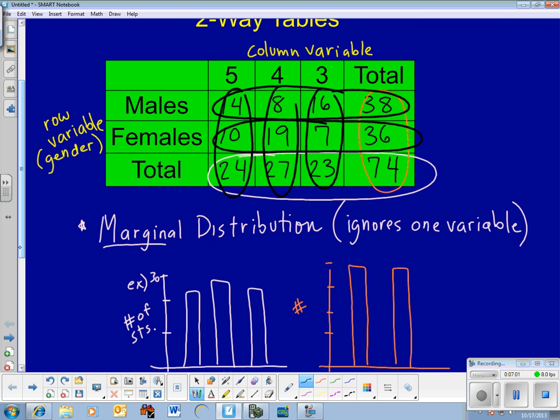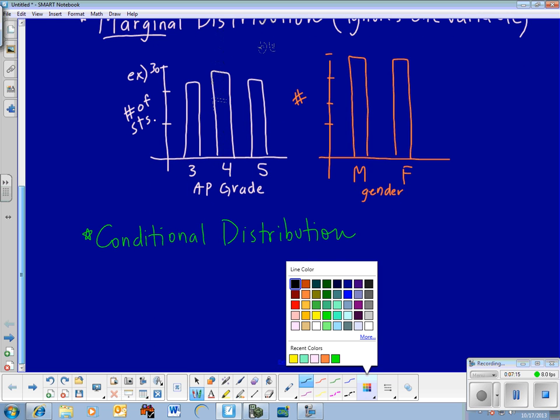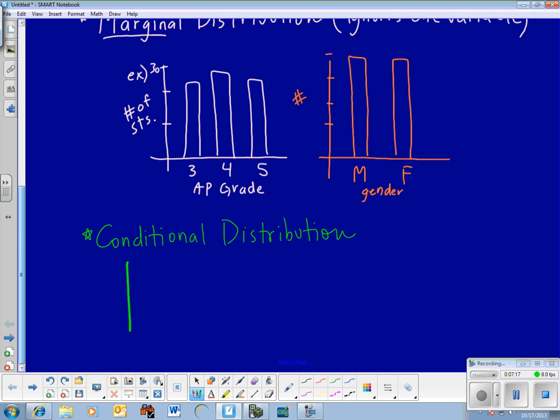Let's look at the one of everybody who got a 4. In other words, under the condition that you got a 4, tell me about the distribution. Okay, so we have just the 4s. We had 8 and 19. Males, females. This would be students who got a 4 in my class. I had 8 guys, 19 ladies.